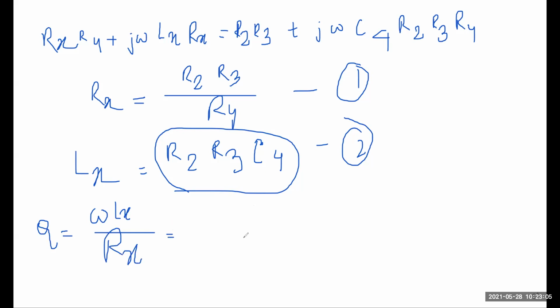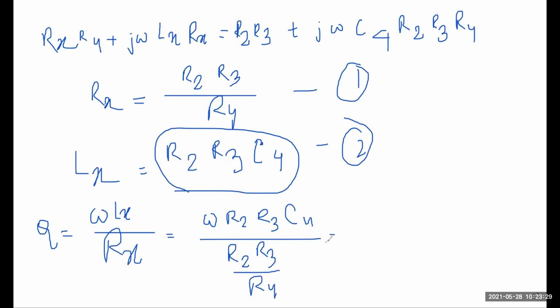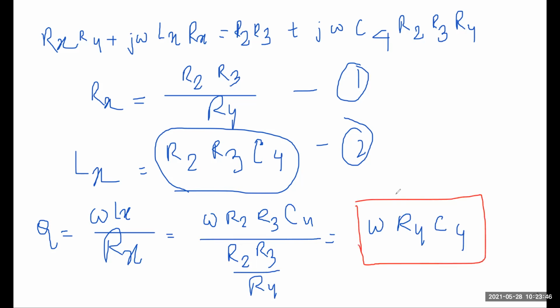From the above equations 1 and 2, you just have to put in the formulas. Omega Lx means omega R2 R3 C4, and Rx is R2 R3 divided by R4. So if I do the cross multiplication, I will get the quality factor equal to omega R4 C4. So this will be my due equation. My quality factor will be this one: omega R4 C4. So this is my Q.